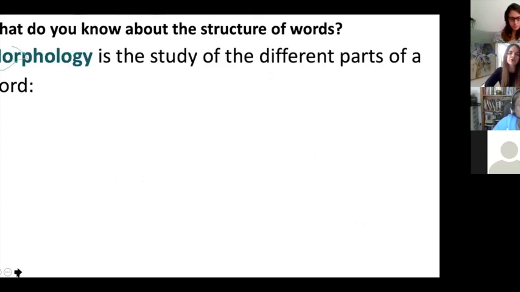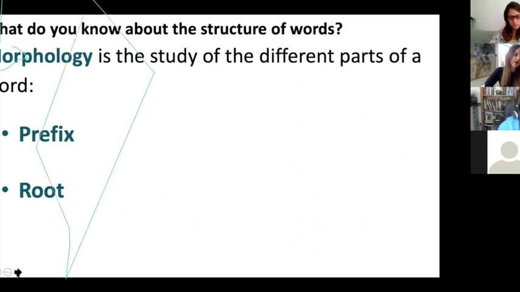So the structure of words. I've decoded words for a very long time with students, but I don't necessarily know what that means. It's morphology, the study of the different parts of a word. We have a prefix, which comes at the beginning of the word, things like cyclo meaning ring, poly meaning many, hyper meaning above. We have the root, which is a standalone part of a word, usually from Greek or Latin, things like chloros or isos.